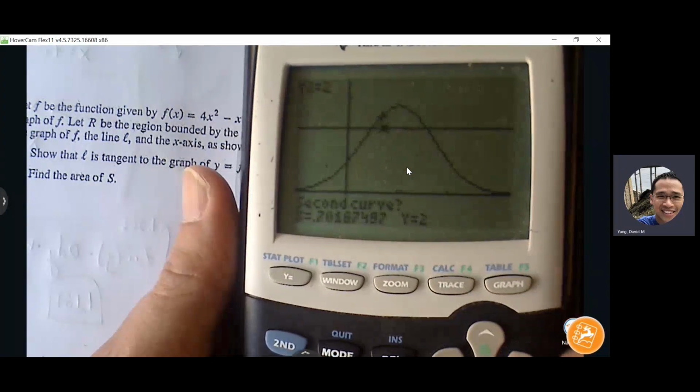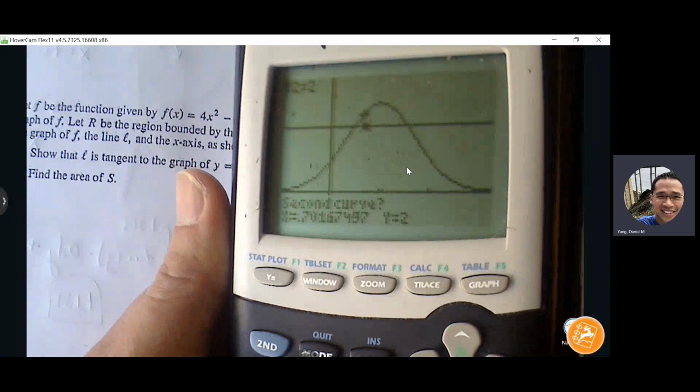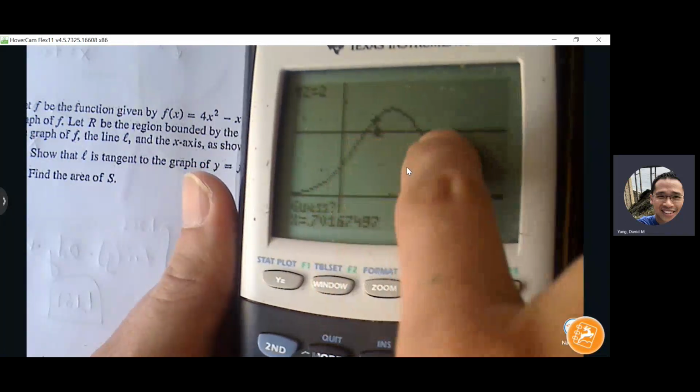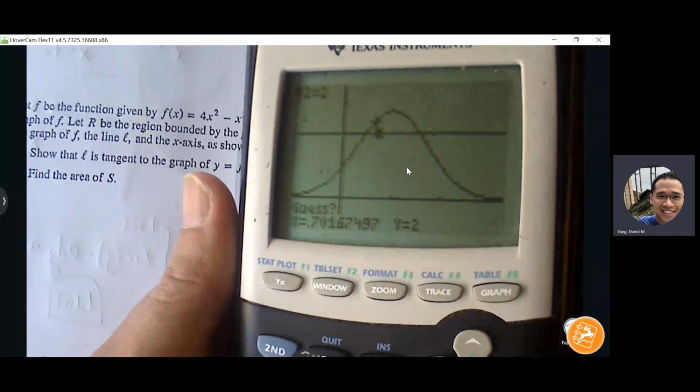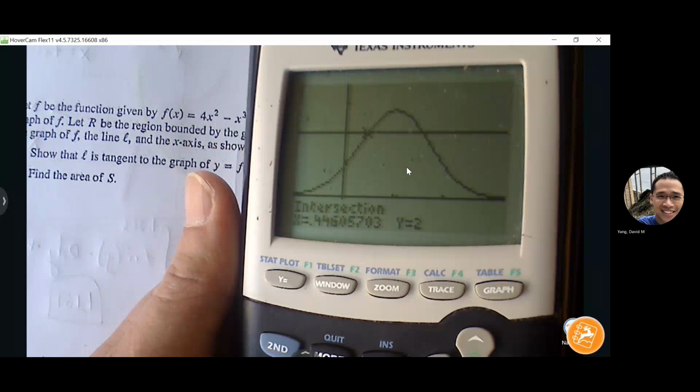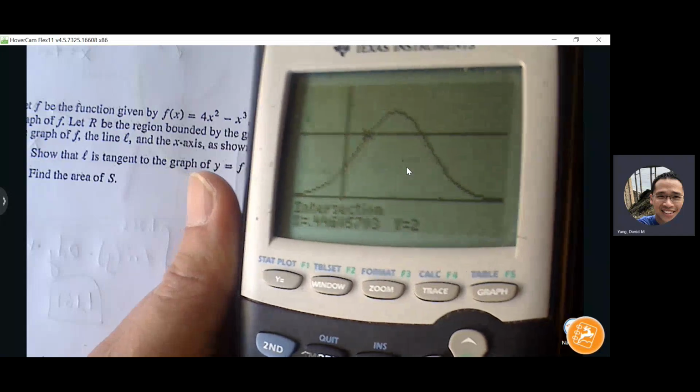And then second curve is the horizontal line, hit enter again. So the calculator knows that, okay, you want this intersection, not this one, because you're closer to the one on the left. Hit enter again. So 0.446.